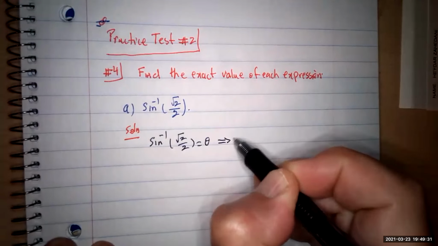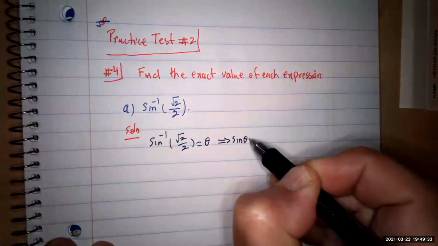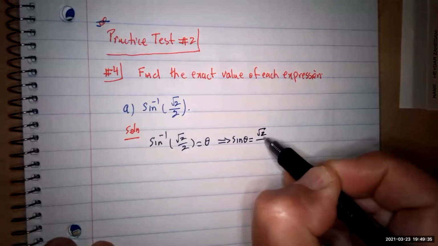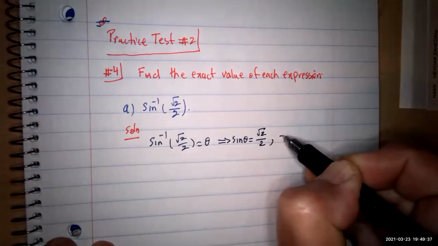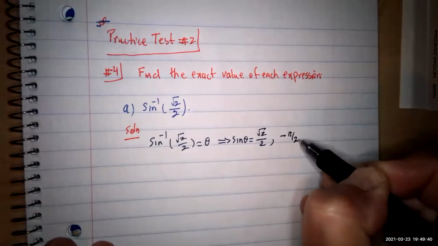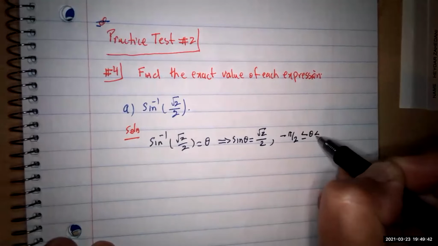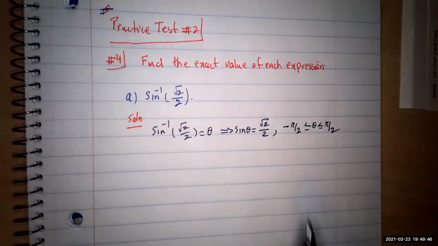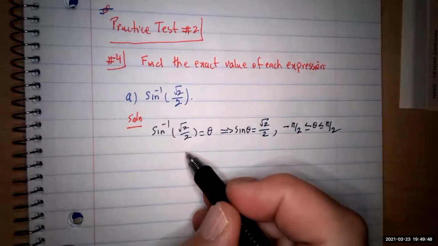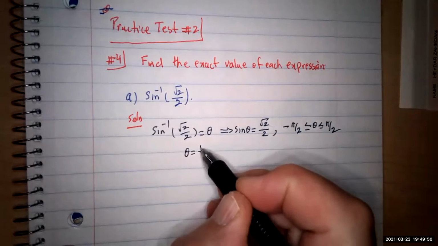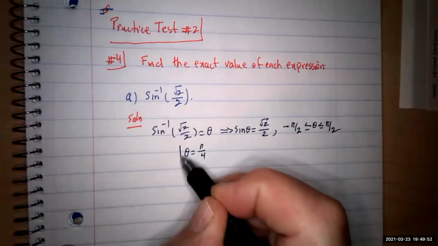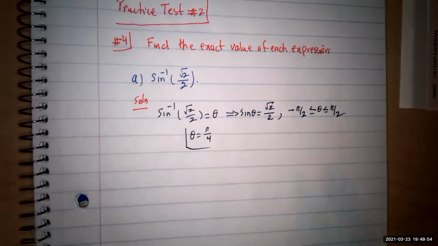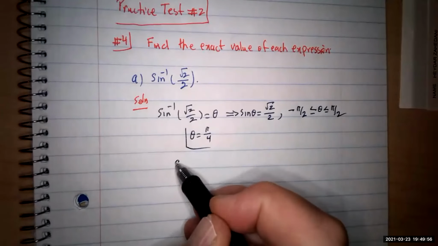You switch it. The sine of theta is equal to radical 2 over 2 with the restriction that theta must be between negative pi half and pi half for the sine. You want an angle whose sine is radical 2 over 2. That angle is pi over 4, and we're done. Even if you write just pi over 4, we accept it.